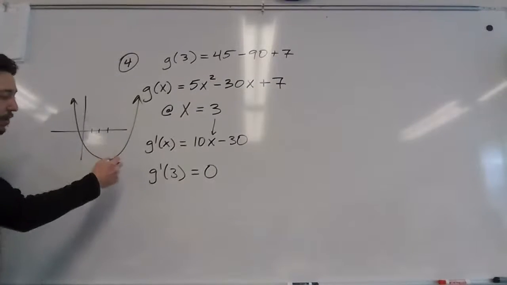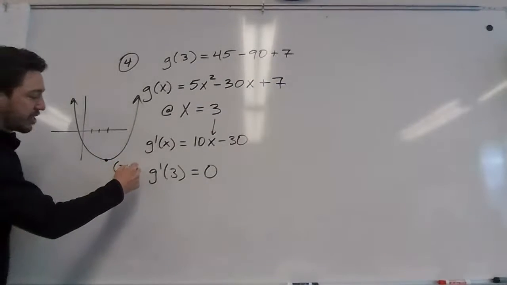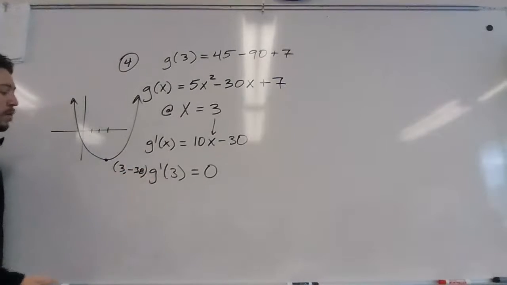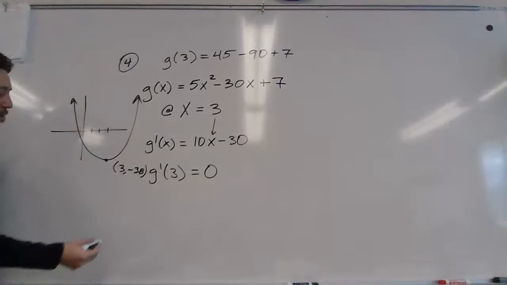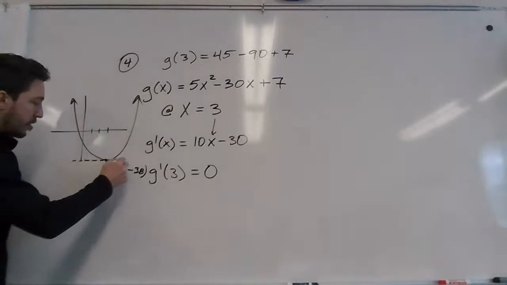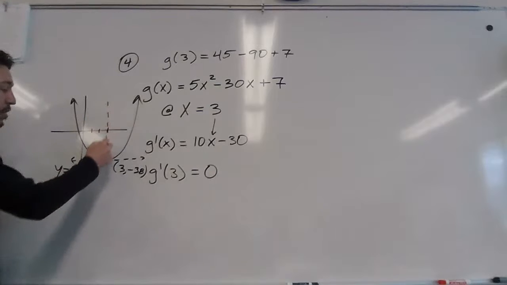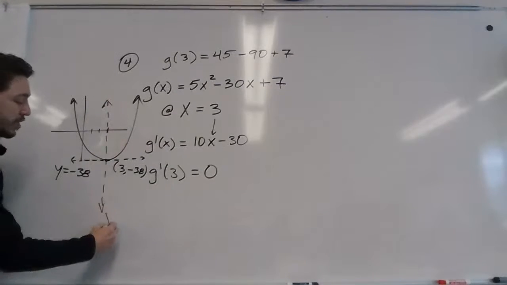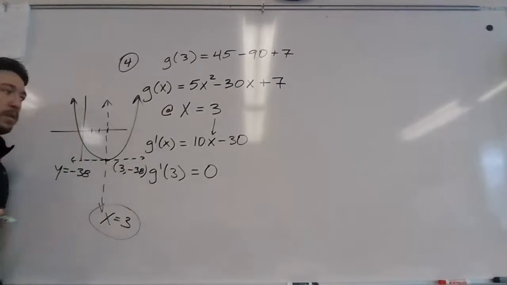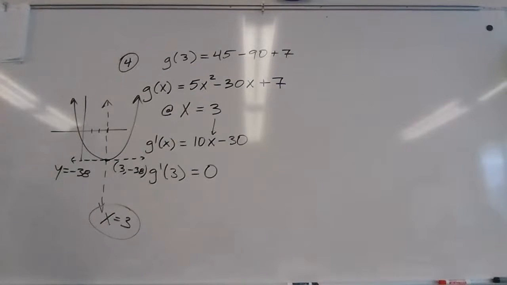So this point here at 3, is that what you got, Jesse? Negative 38 for your y value? Mm-hmm. Well, the tangent line would be y equals negative 38. The normal line would be x equals 3. Okay. Any questions on that? So the normal line is actually x equals 3. Yeah, let's back up a sec.